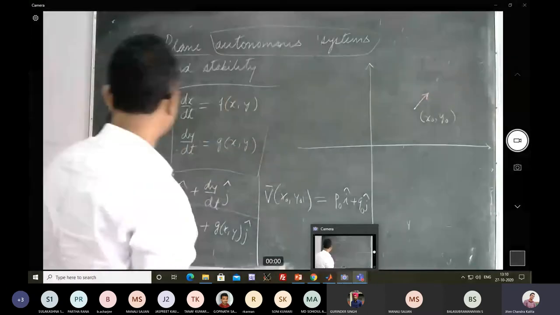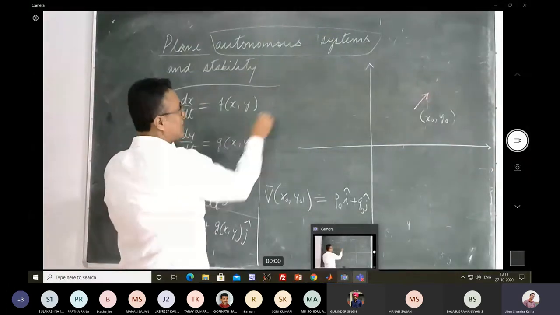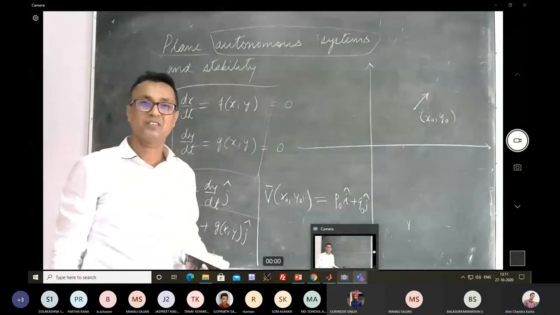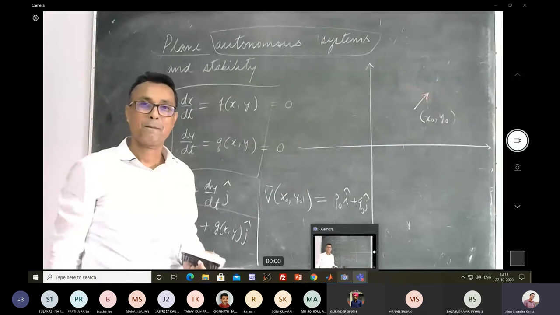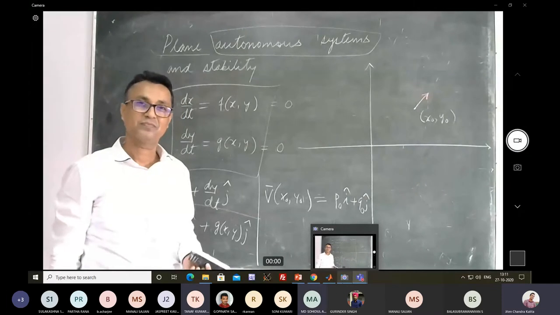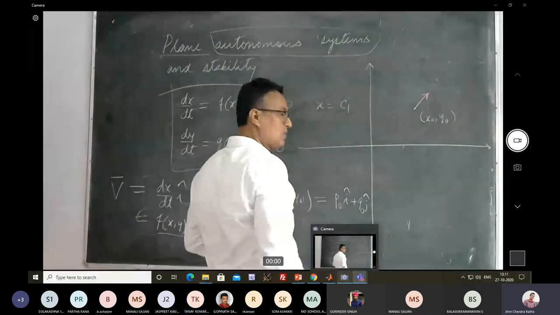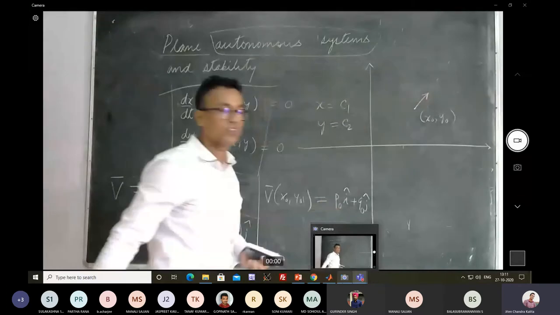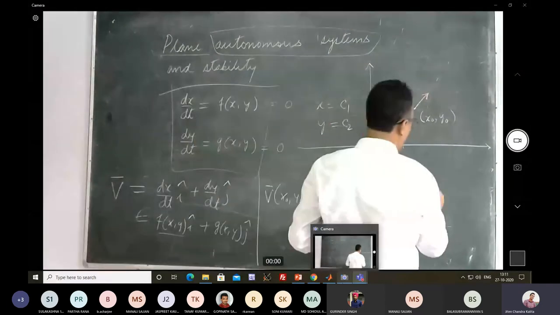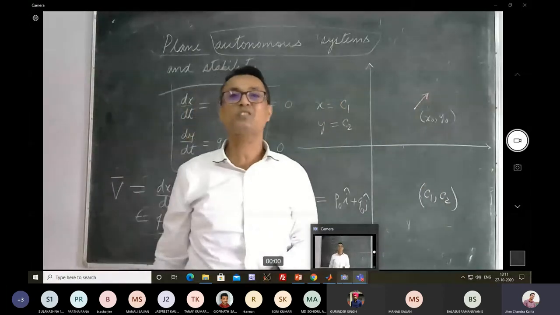Okay, now, say, suppose in these two equations, the right-hand side is zero. So what does that mean? If you solve these two equations, then what happens? The particle is not moving. So if you solve this, I am going to get x equal to constant, say c1, and y equal to some constant c2. So that means, if you release a particle at the point c1, c2, then the particle is going to stay there. It is not going to move at all.